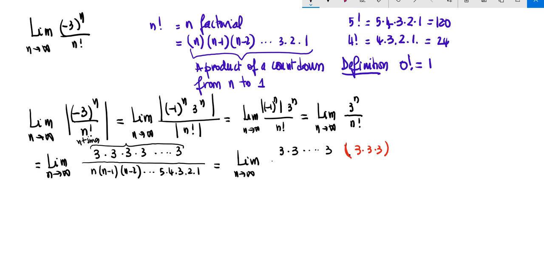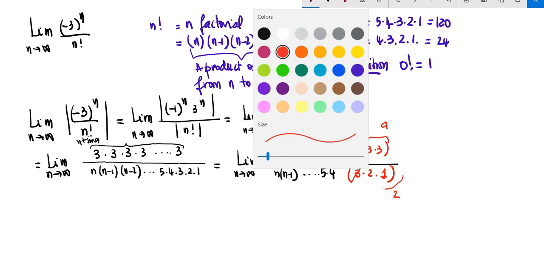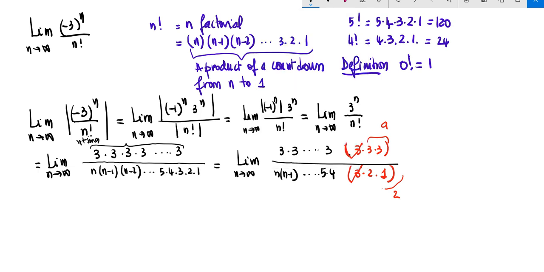And here I will have n times n minus 1 all the way till 5 times 4, and I will have 3 times 2 times 1 left out here. And of course you can see that this will cancel each other out, and this thing here will just be 9, and this will be 2.